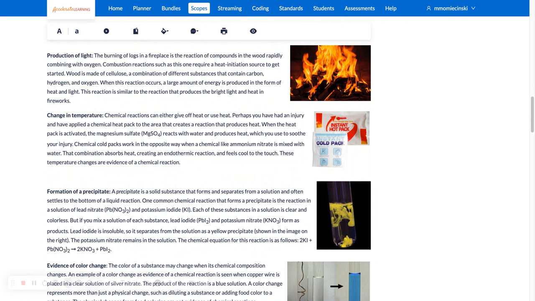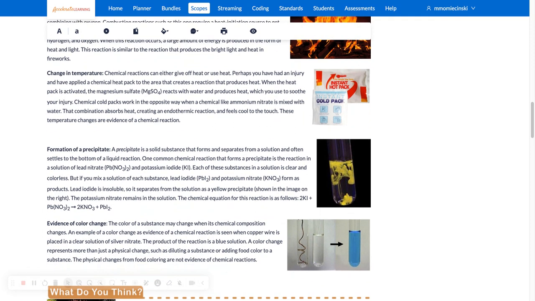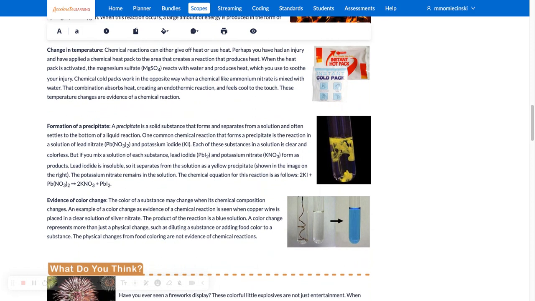The burning of logs in the fireplace is the reaction of compounds in the wood rapidly combining with oxygen. Combustion reactions such as this one require a heat initiation source to get started. Wood is made of cellulose, a combination of different substances that contain carbon, hydrogen, and oxygen. When this reaction occurs, a large amount of energy is produced in the form of heat and light. This reaction is similar to the reaction that produces the bright light and heat in fireworks.